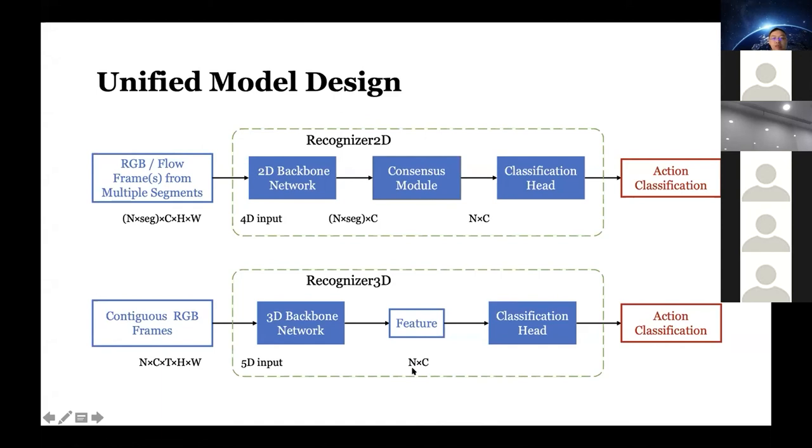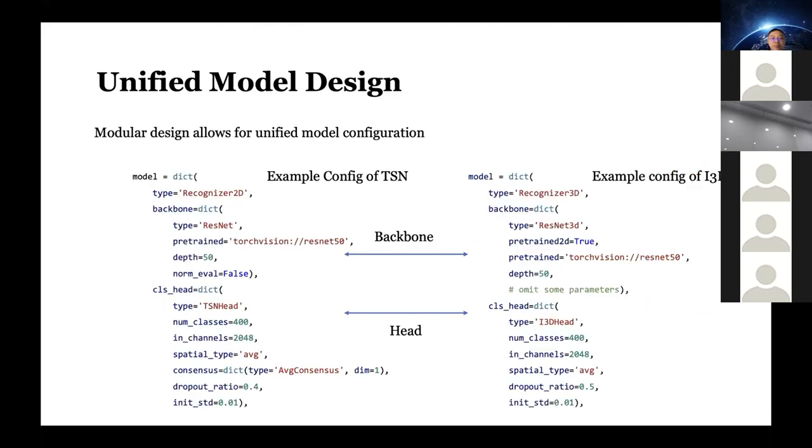And then this five-dimensional input will go through a three-dimensional convolutional backbone to get the features. The features are represented by an N by C matrix. This feature will then be fed into the classification head to make the semantic prediction. And this is a unified model design. With this design, you can easily replace each individual stage to try your methods quickly. And this just shows you the code.